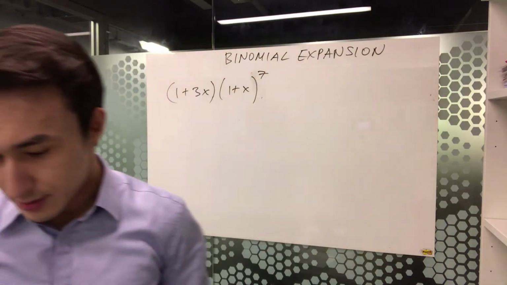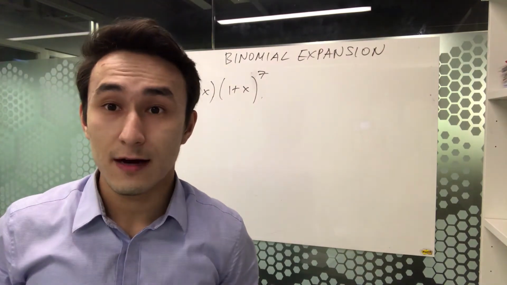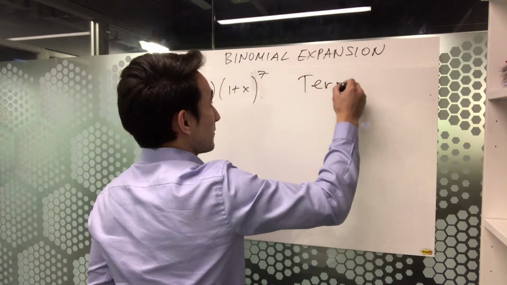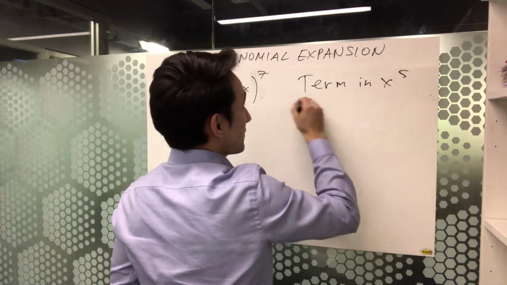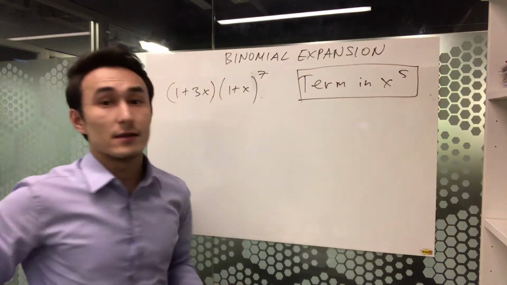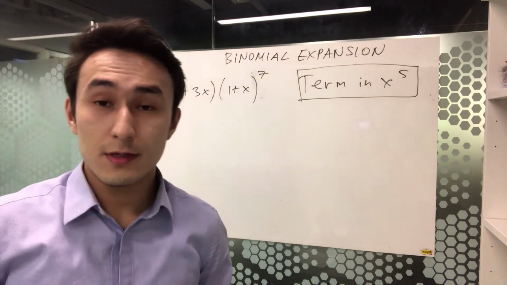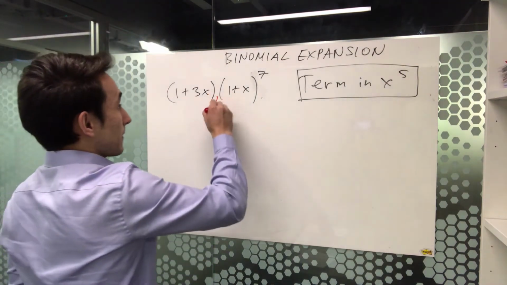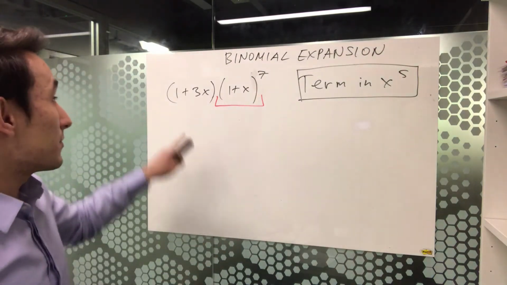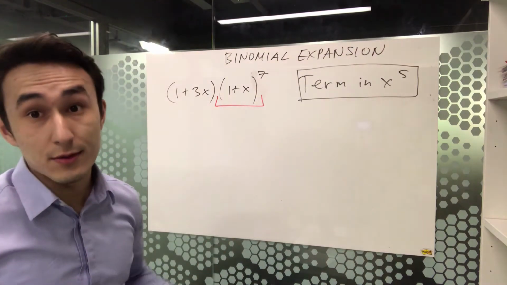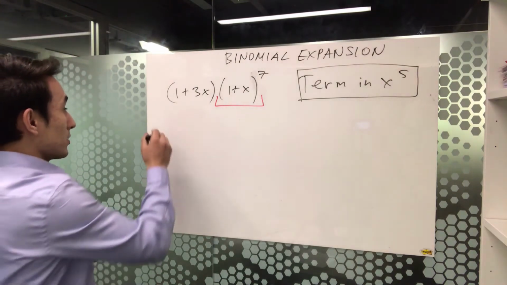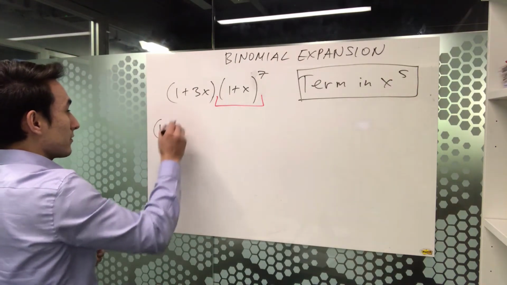And then the question is, find the term in x5. Find the term in x5. That's the question. What we're going to do is expand this part and then multiply 1 plus 3x with each term in this expansion. Okay, let's go. So 1 plus 3x, I'll just copy down right here.